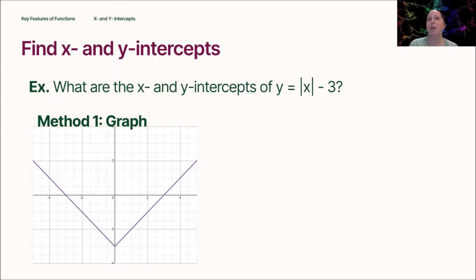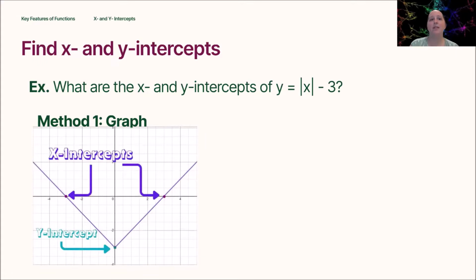So basically what I'm looking for is anywhere that it crosses an axis. In this case, my x-intercepts are these points right here where it crosses the x-axis, and my y-intercept is where it crosses the y-axis.